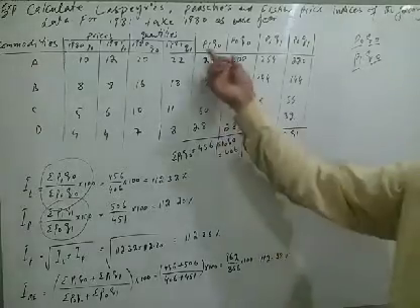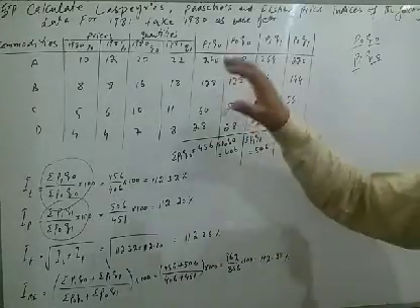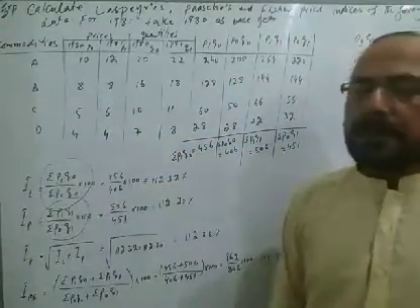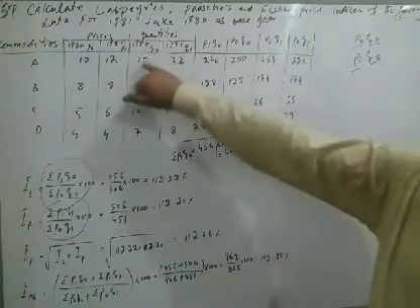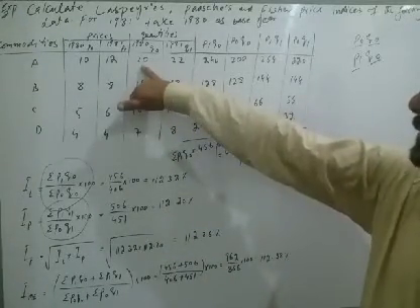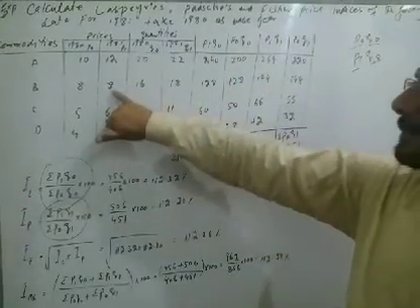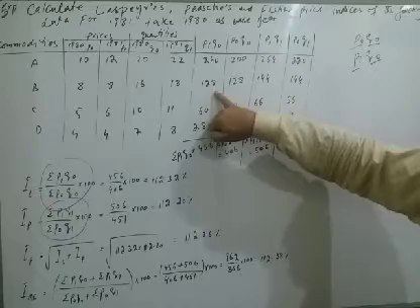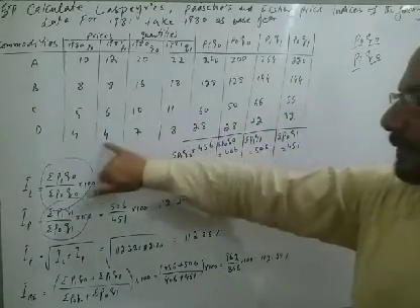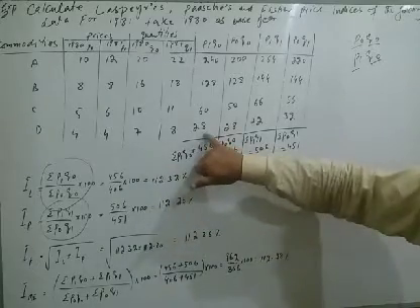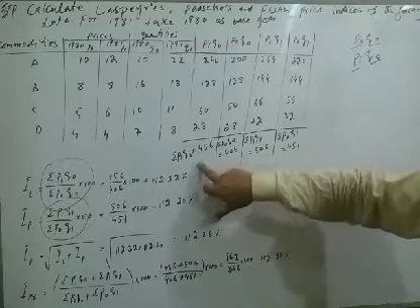First we will make the column of P1 Q naught. P1 Q naught means multiply the P1 prices in the current time period with the base quantities. So 20 multiplied by 12 becomes 240. Then 16 multiplied by 8 becomes 128. Then 10 multiplied by 6 becomes 60. Then 7 multiplied by 4 becomes 28. And then you sum them up. Add them, and you will get the value.